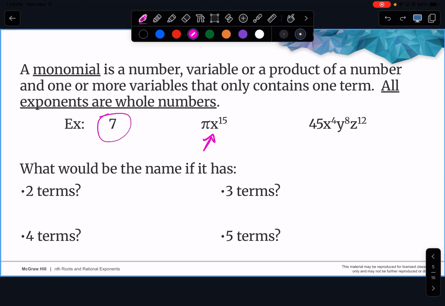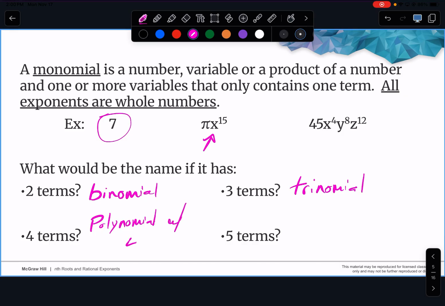Okay, a two-term we call a binomial. A three-term we call a trinomial. But we don't have a fancy name for four terms. We call it a polynomial with four terms. And we basically do the same thing here for five terms. Okay, we have a fancy, nice name for two terms and three terms, binomial and trinomial, but not really for four terms or five terms. So it's just a polynomial with five terms. And we go from there.